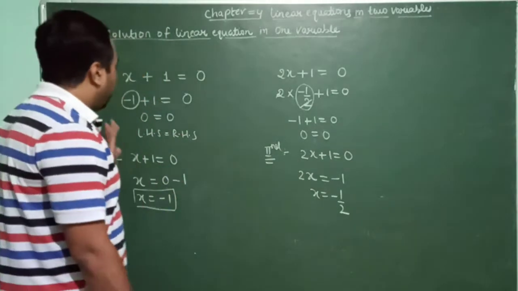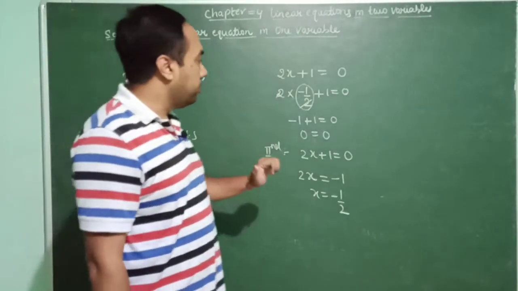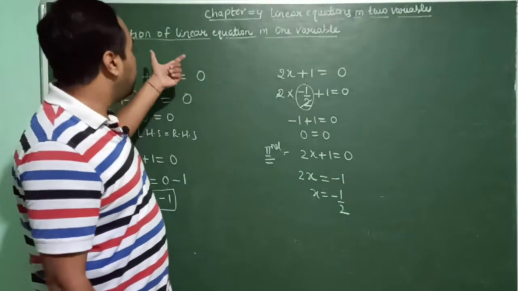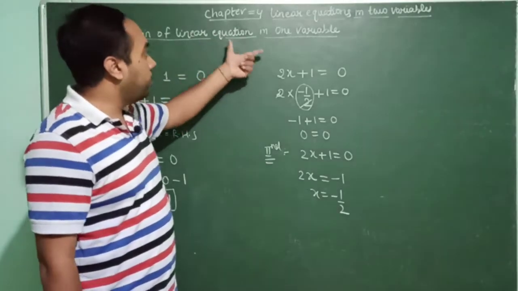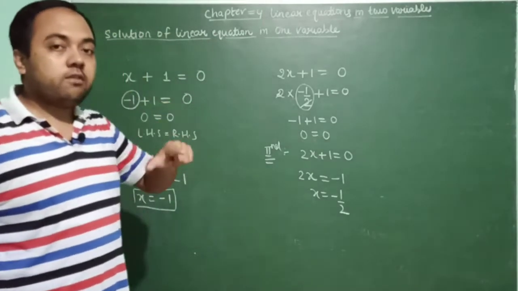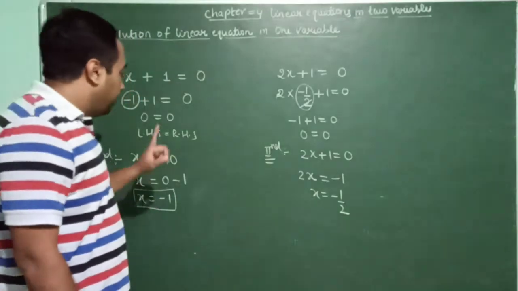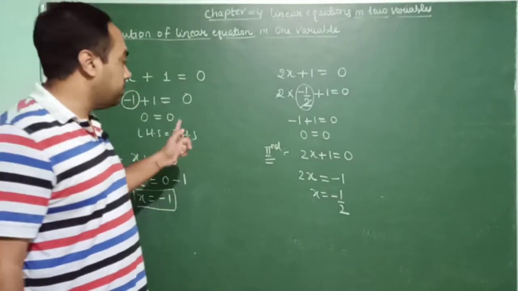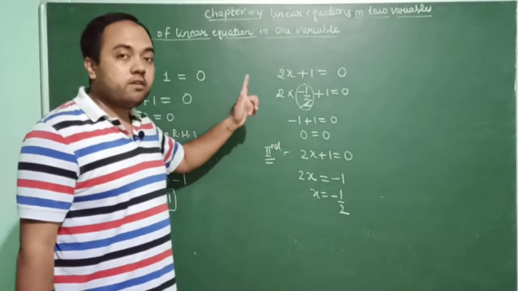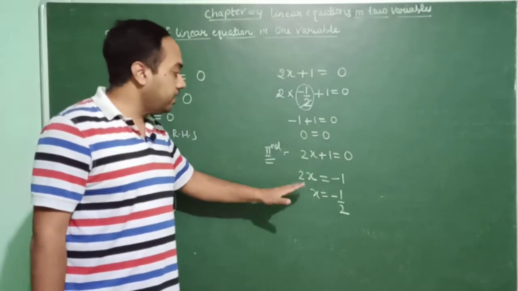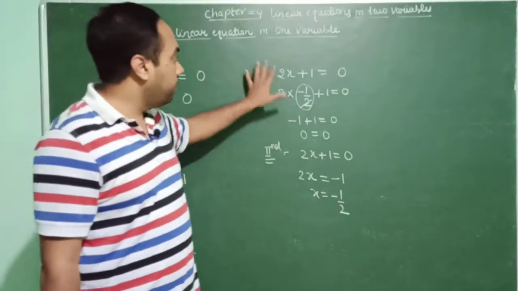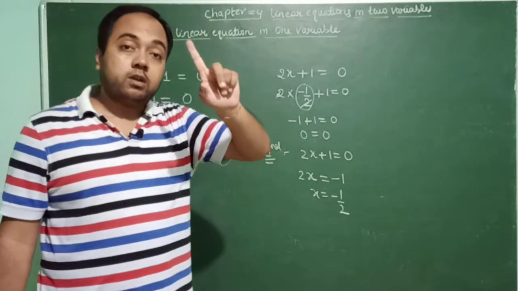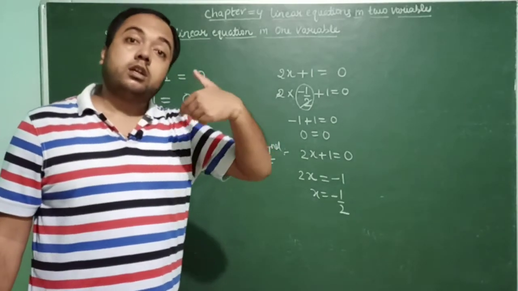अच्छा, तो अभी तो हमने solution निकाला. अब क्वेश्चन ये उठता है that how many solutions are possible in linear equation in one variable. So what you will answer? You will answer that only one solution is possible in linear equation in one variable, or you can say unique solution. A linear equation in one variable has only one solution or unique solution.